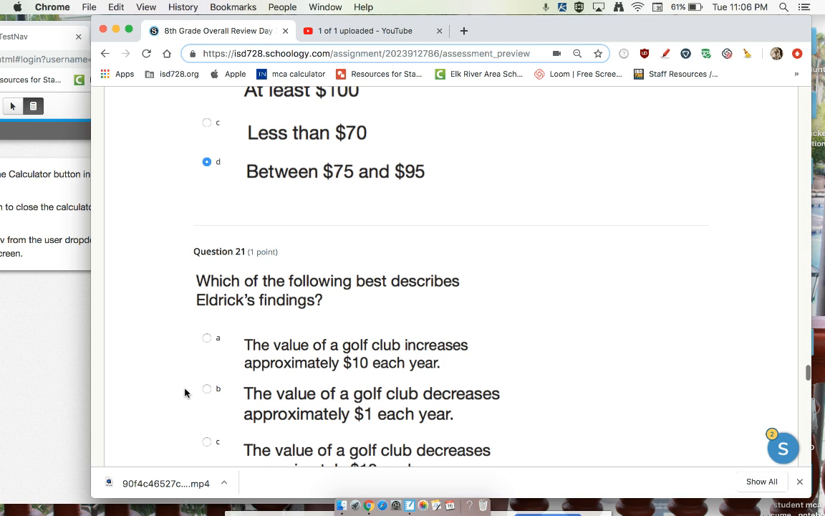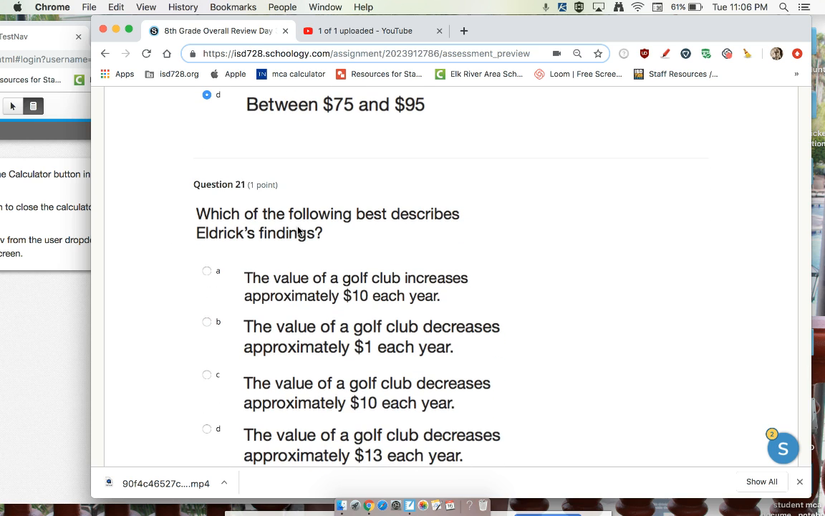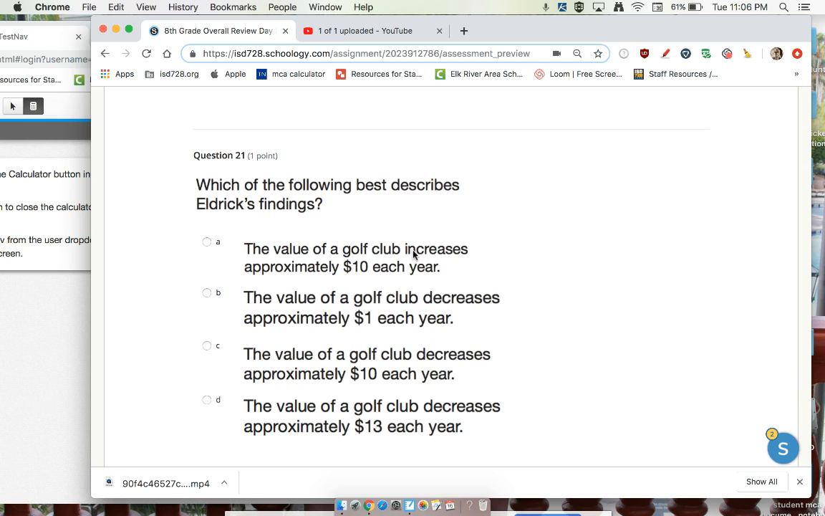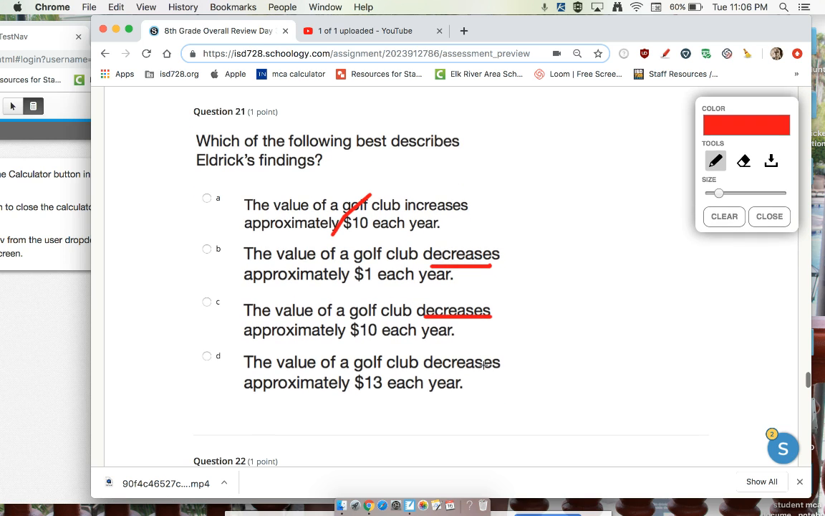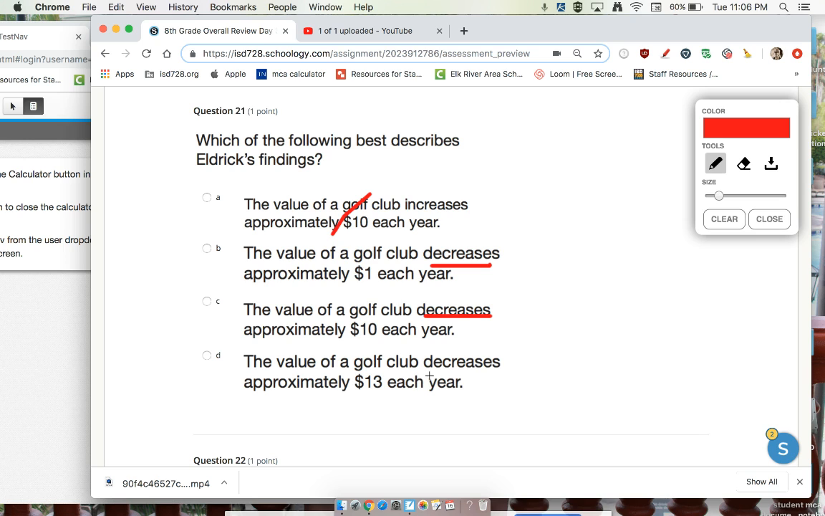Okay, 21. Which of the following best describes Eldrick's finding? The value of a golf club increases approximately $10 each year. That definitely can't be it because it keeps decreasing. The value of a golf club decreases by $1 a year. Maybe, I don't know, this tells me I need to look at slope. The value of a golf club decreases by $10 a year, maybe. The value of a golf club decreases by 13 a year. So it's one of these.